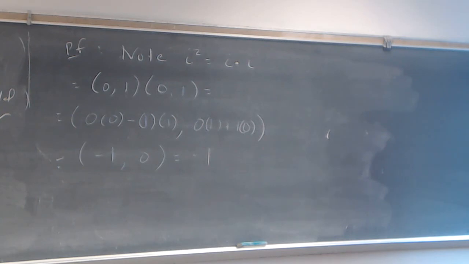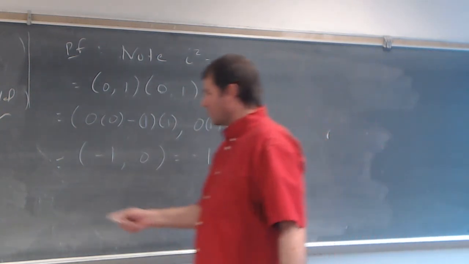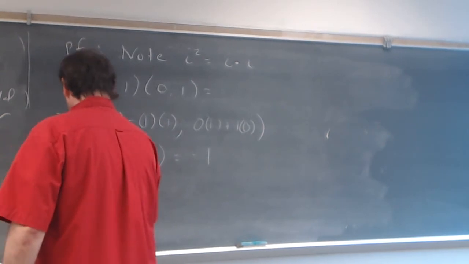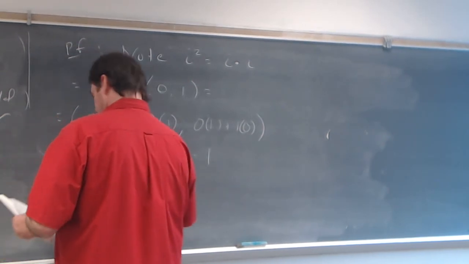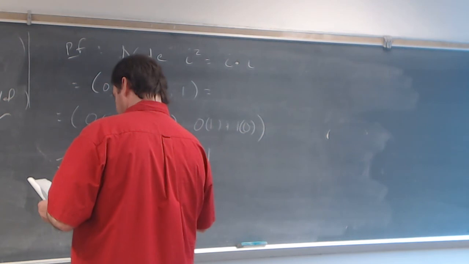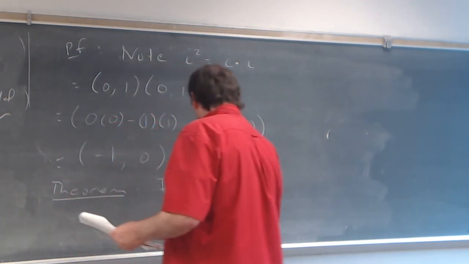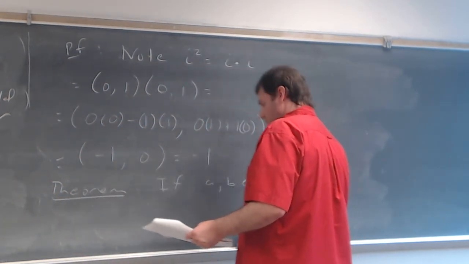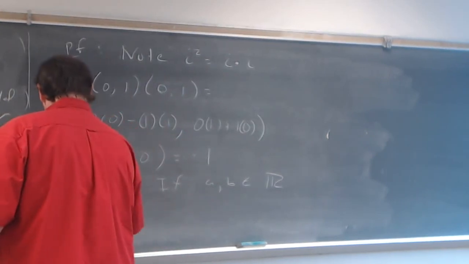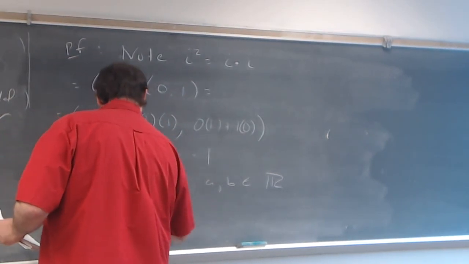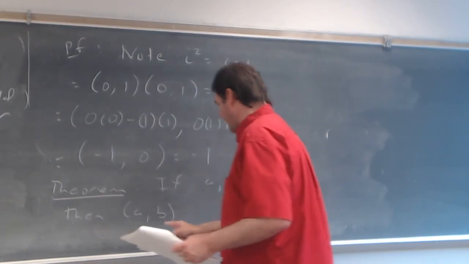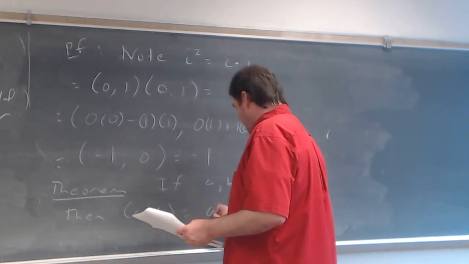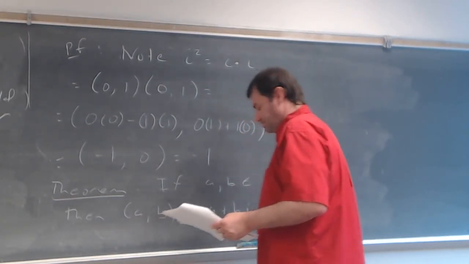Okay, next we have a theorem that says that if A and B are real numbers, then the complex number (A, B) can be rewritten as A plus BI.